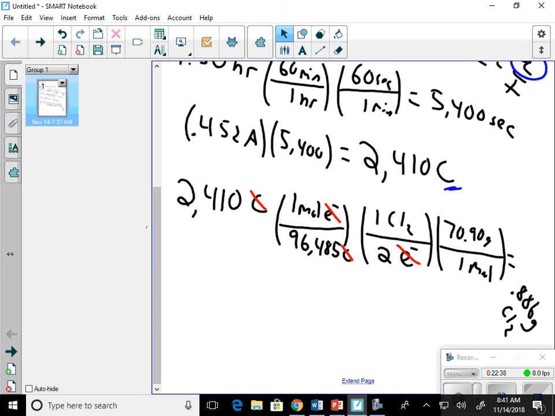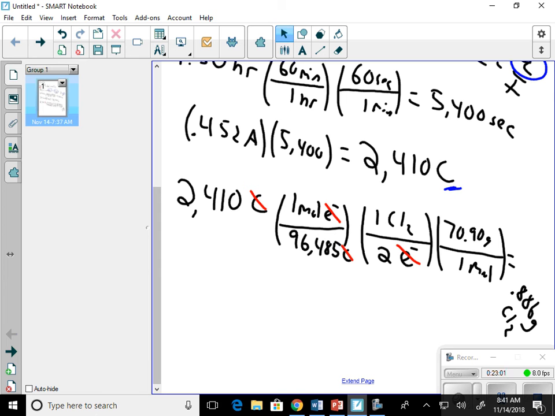You could actually see a calculation that goes in the exact opposite direction, where it gives you the amount that you need to create. So how much time do you need to put in with a certain amount of amps? Or you have an hour and a half to make 5 grams of calcium. How many amps do you need? So you could do the exact opposite version.